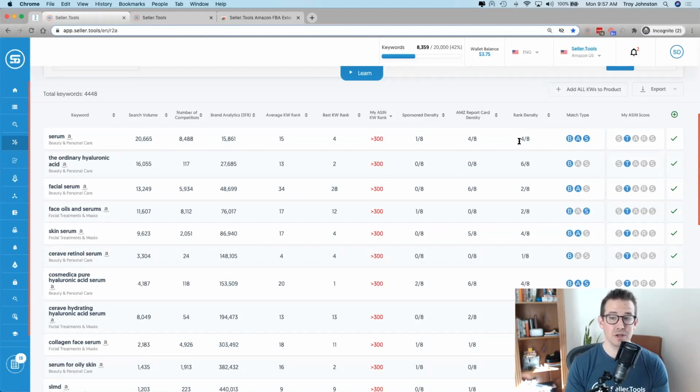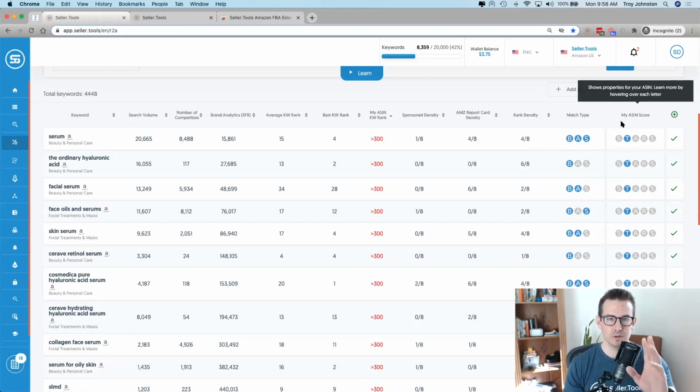Augustus, as we touched on, 4 out of 8, we're getting close to a majority of our target ASINs ranking for that keyword. That is an indication of relevance, even though it's sort of assumed based on the keyword. There's validation of relevance here based on that rank density, based on all 3 match types being met. And then finally, my ASIN score. This, again, very similar to the columns and the rows that we looked at up above. This lets us know how we're doing and what we need to do next.